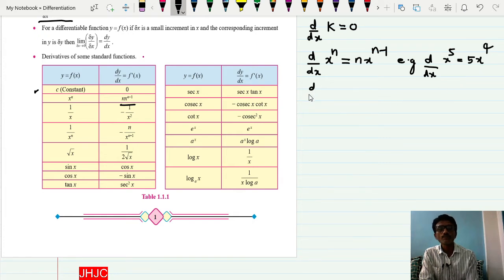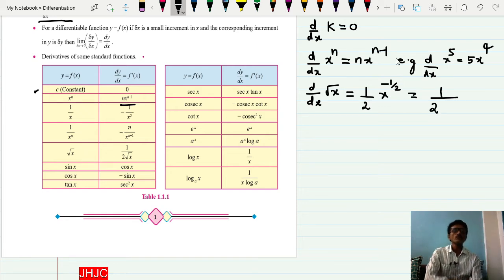Derivative of root x. Root x means what? X raised to power 1 by 2. So it is 1 by 2 into x raised to power 1 by 2 minus 1, that is minus 1 upon 2. And thus we can write it as 1 upon, here x raised to power minus 1 by 2, it is 1 upon root x. So 1 by 2 root x, derivative of root x is 1 upon 2 root x.